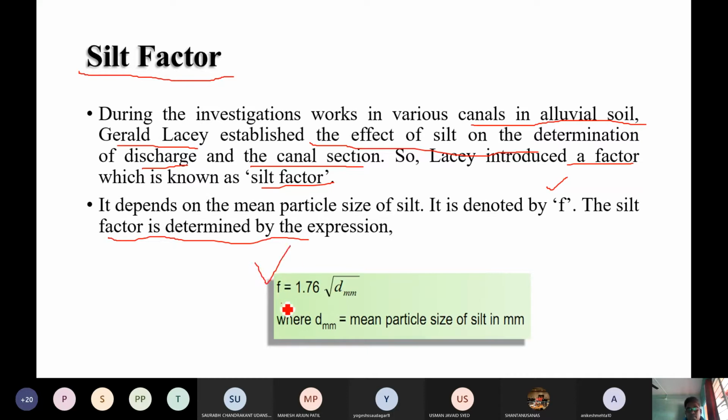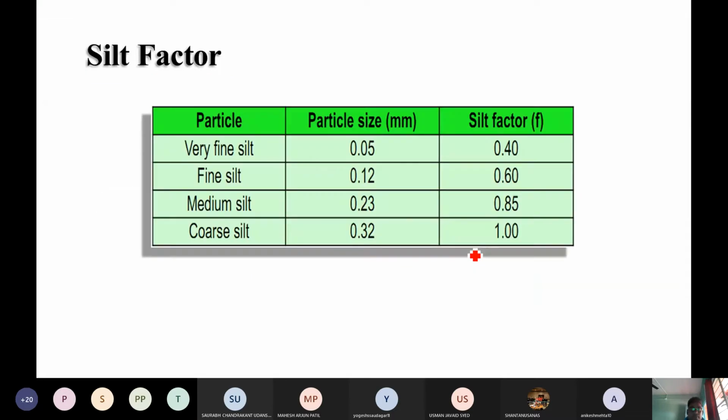The silt factor, according to Lacey's theory, is determined by using this equation: f is equal to 1.76 into square root of d mm. That means the particle size of the silt is now in millimeter. So please remember, silt factor as per Lacey's theory can be defined by this equation, f is equal to 1.76 root of d, if the particle size of the silt is known to you, in millimeter.